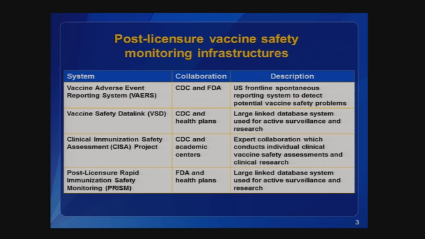So this table includes the post-licensure vaccine safety monitoring infrastructures that are going to be presented today. You heard about VAERS this morning from Dr. Cano. The Vaccine Safety Datalink is a CDC system that uses a large linked database for active surveillance and research. The Clinical Immunization Safety Assessment Project is a collaboration between CDC and academic centers, and they conduct clinical research. And the Post-Licensure Rapid Immunization Safety Monitoring System is an FDA system. It's also a large linked database system used for active surveillance and research.